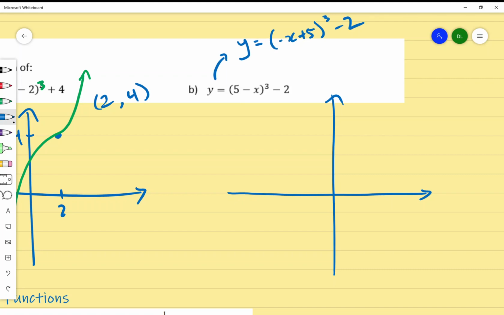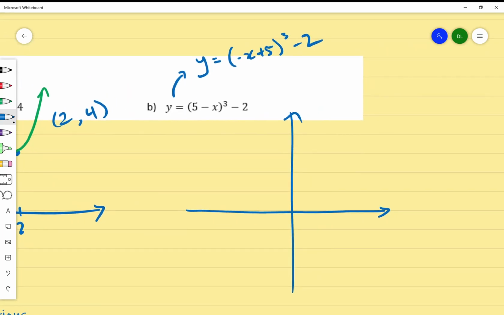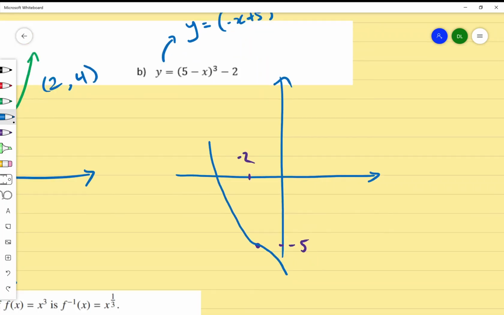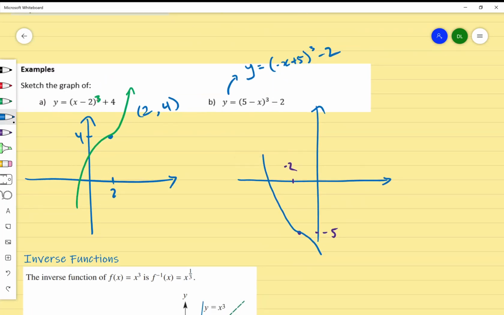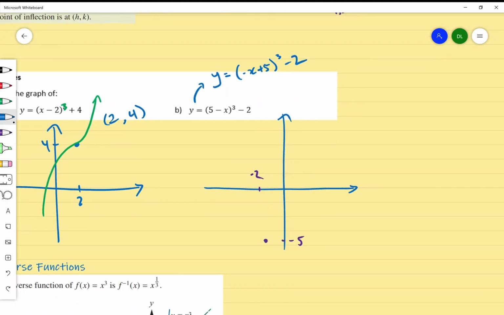So if it's the same thing, what is my turning point, quote unquote turning point? (Negative 5, negative 2). So let's say (negative 5, negative 2). So my turning point, or in this case my point of inflection, is going to be there. Now, is it a positive or negative graph? Negative, okay. So I'm going to do one of these. But there's a bit of a catch. That's not quite right. Let's try and find our x-intercept. So our y-intercept, my apologies.